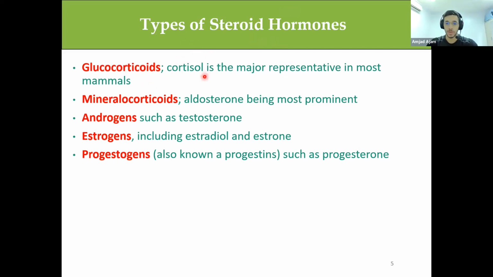So what are the types of steroid hormones and examples? Glucocorticoids, an example is cortisol, which is a representative hormone. It's important in sugar regulation in our body. Mineralocorticoids, an example is aldosterone, whose main function is to retain salt, to maintain a balance between water and salt in our body. We have androgens like testosterone, estrogens like estradiol and estrone, and progestogens.